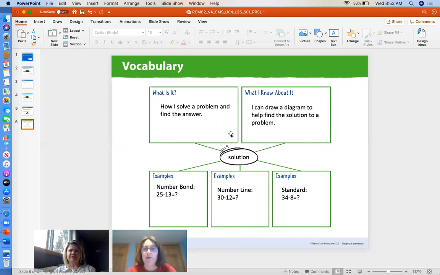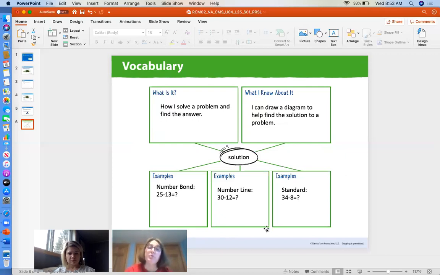So what do we know about a solution? What do we know about how we solve problems? We know we can draw a diagram, right? Like I just did that number bond, or sometimes we do a number line. Even standard algorithm, we can draw a diagram to help us find the solution to a problem. That's why we show our work. That's how we know that our answer is correct. So if you see on the examples, we asked you to draw the examples.